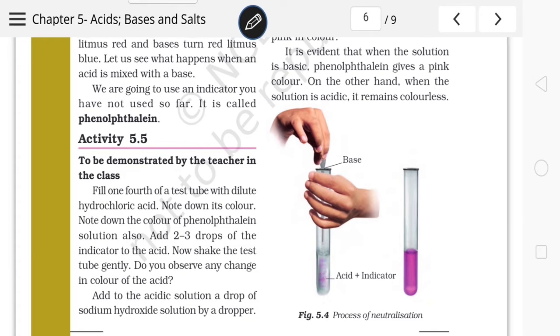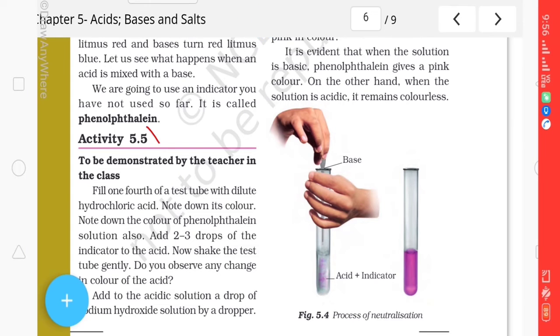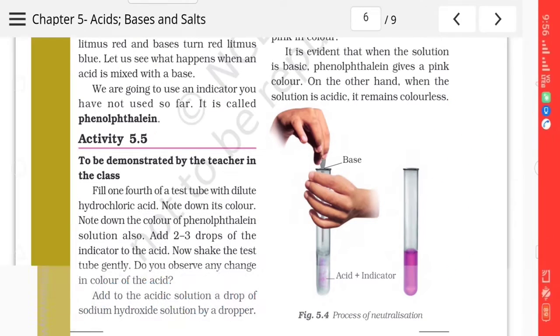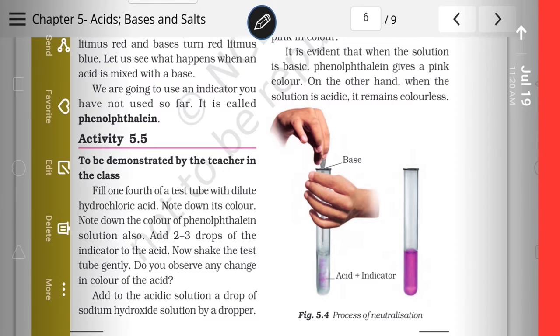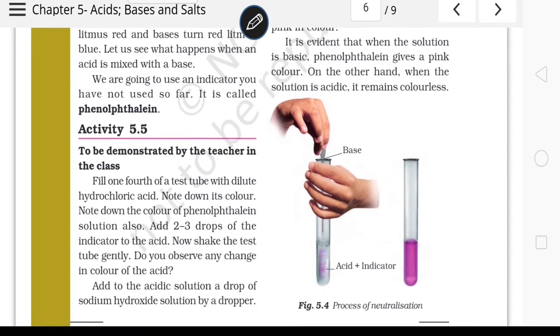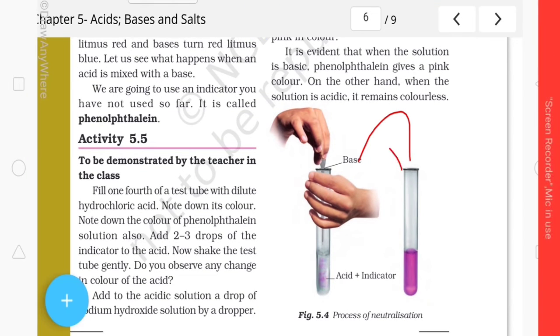That means the indicator, phenolphthalein, is indicating that if it is pink, then there is a strong base in the solution. But now, after knowing that there is a base, let's again add hydrochloric acid, HCl, which is an acid, to the same solution. Now again we are adding acid in the pink solution.